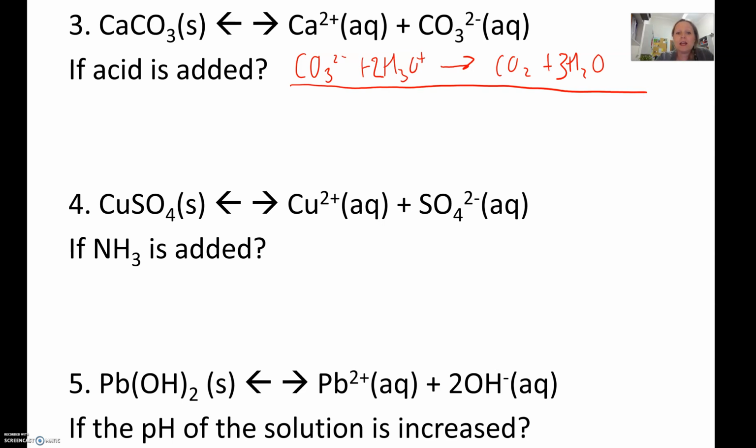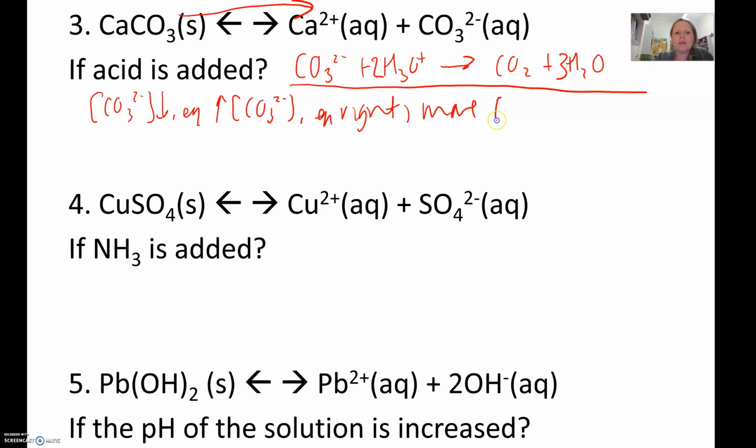So if we add acid to this, this means that the concentration of CO3 2- will be decreased because these ions are being removed from our equilibrium. So the equilibrium will shift to increase the concentration of the carbonate ions. So if the concentration of carbonate ions is to increase, the equilibrium must shift to the right to replace them, and therefore more of the CaCO3 will dissolve. So hopefully you're getting the picture that when we decrease the concentration, the solubility goes up, because that's the natural change.